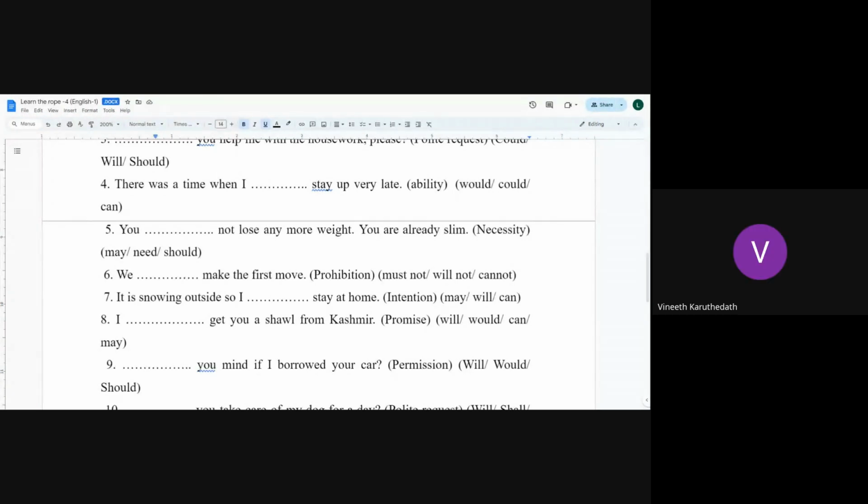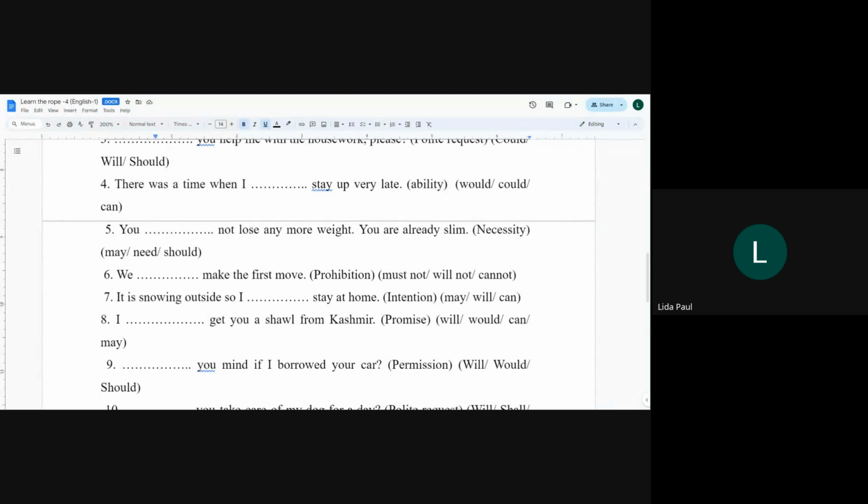Should. Necessity, should? What was the word that should be used for necessity? Must. For necessity, we use must, but we don't have must here. So need. Yes, you're right. We use must for necessity, but we don't have it here. So another semi-modal that you can use to replace must to show necessity is need. Okay. So you need not lose anymore.